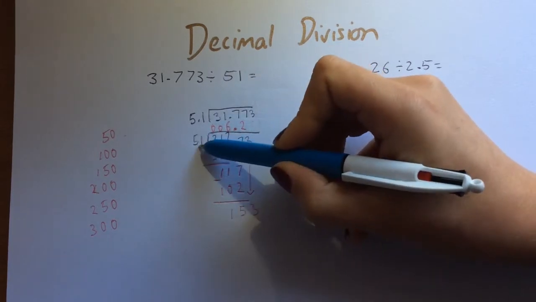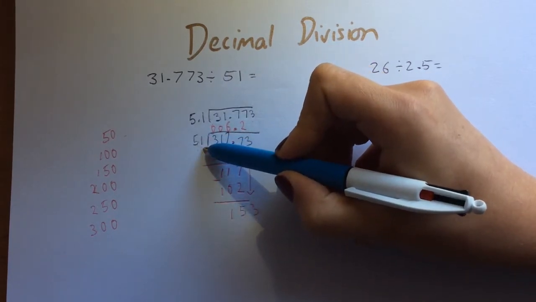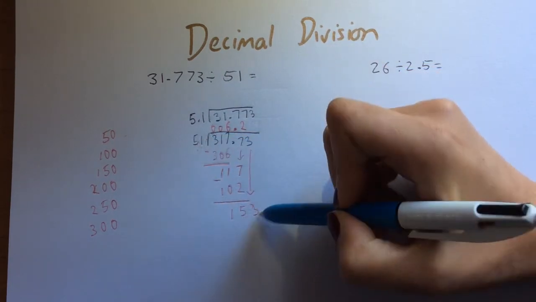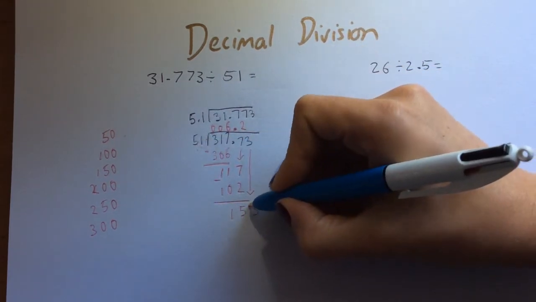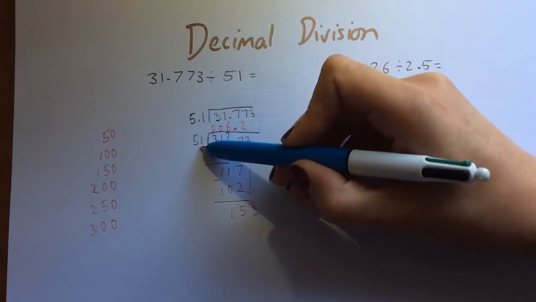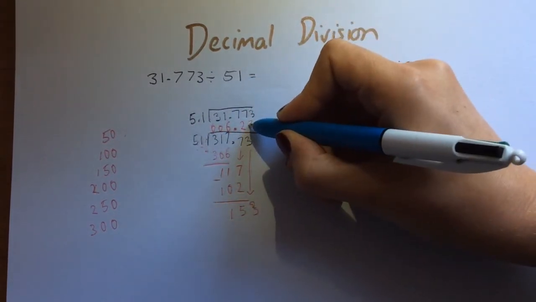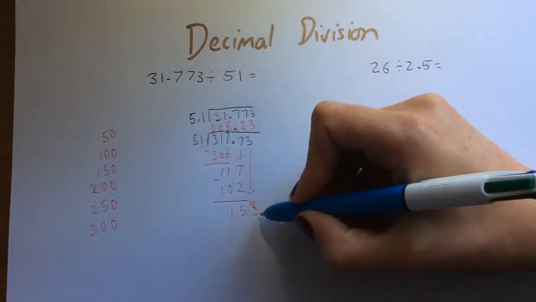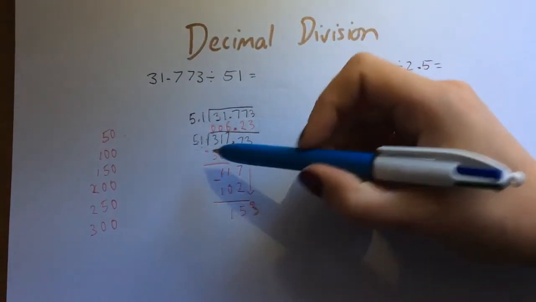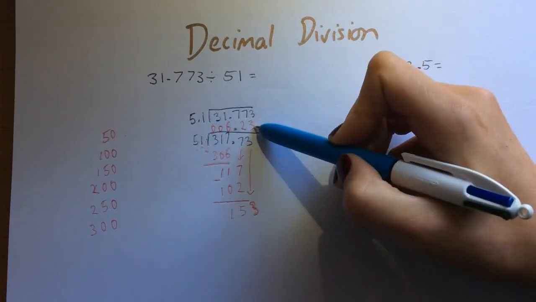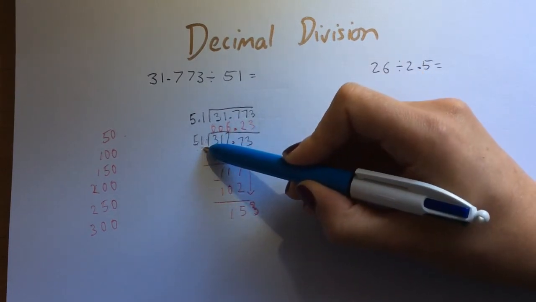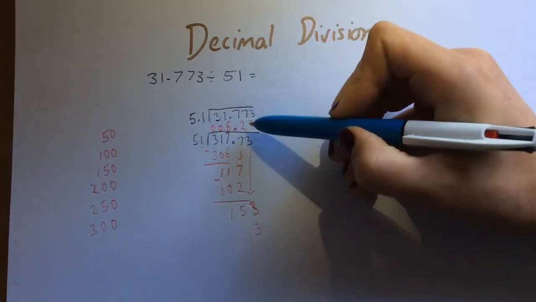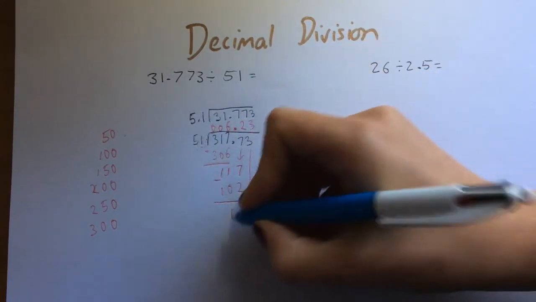And I've got 153 now. So, how many 51s are going to fit into 153? Well, I'm going to say around about 3. Because I've got 50, 100, 150 there, that's my rounding. So then I say, how many 51s go, 3 times 1 is 3. And then 3 times 5 is 15.